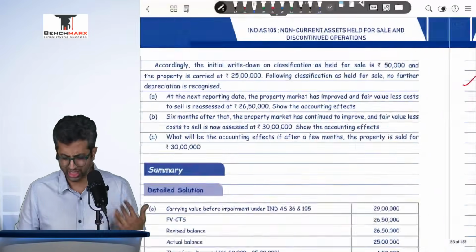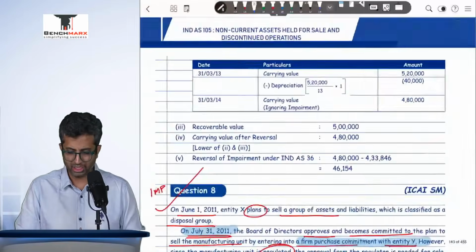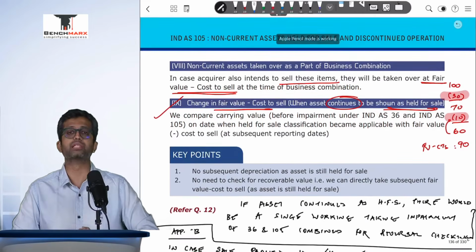So this kind of takes care of the entire Ind AS 105 along with the important questions. I hope you have got a fairly good clarity of this topic. I'll see you soon with another topic.